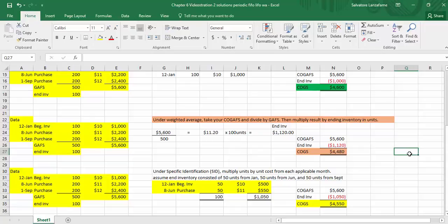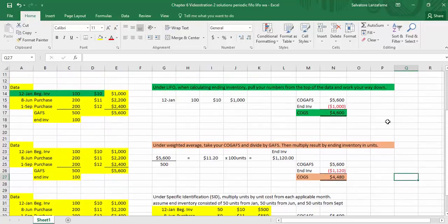The more cost of goods sold, the lower your gross profit. The lower your gross profit, the lower your taxable income. And if you show a lower taxable income, you're going to pay less tax. So of these four techniques, the one that makes you pay the least amount of taxes is your LIFO solution. Again, because we had rising prices, 10, 11, 12, LIFO is going to be the best.